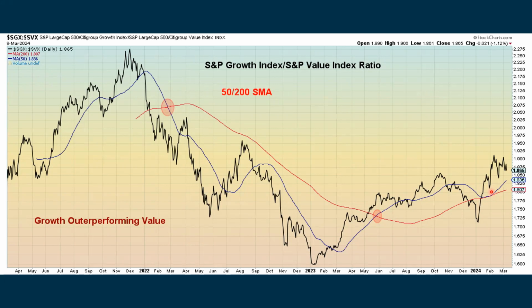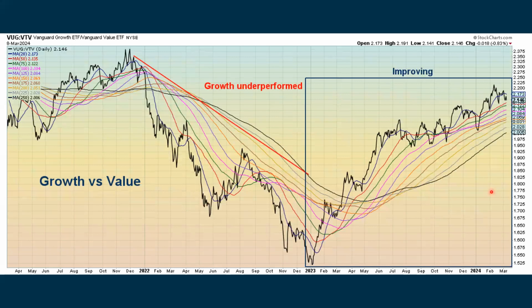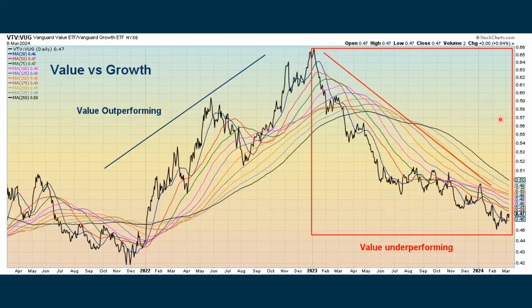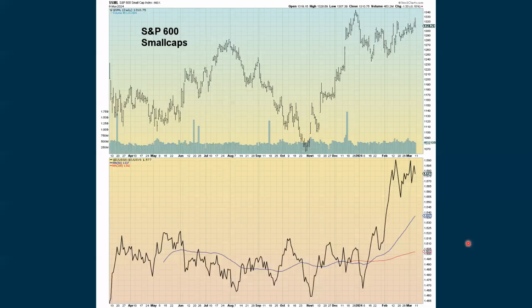I even watch this on an intraday basis because a lot of times when growth is outperforming value, that gives good support for prices to go up. And of course, the inverse of that is also true. Then we look at a little different way of measuring this. It's still a growth to value measure, but I'm using different instruments to do this. This is also showing that growth has been outperforming value and that value is underperforming growth.